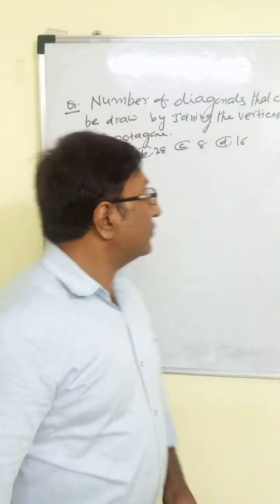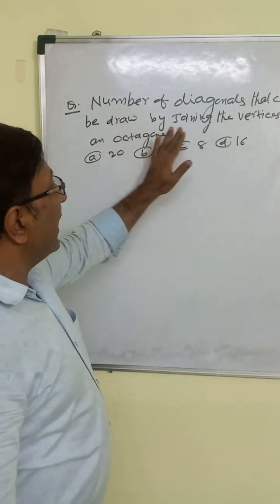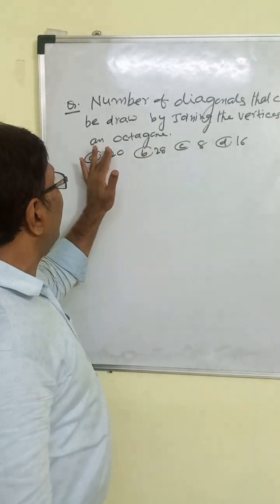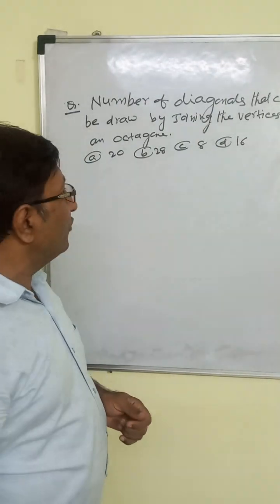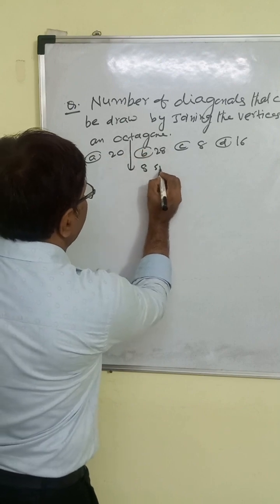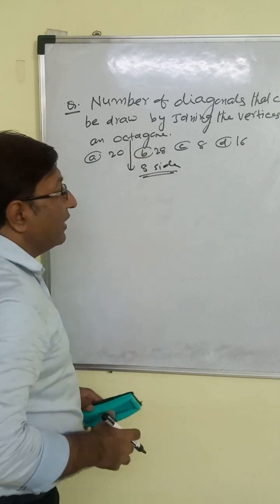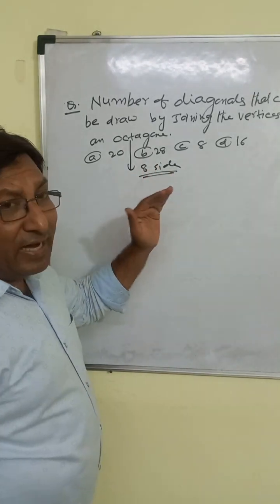Let us see the question. Number of diagonals that can be drawn by joining the vertices of an octagon. So a very important question of combination. You know octagon means what? That is the figure having 8 sides. So an octagon is a polygon having 8 sides. The number of sides is 8. So we are finding the number of diagonals.